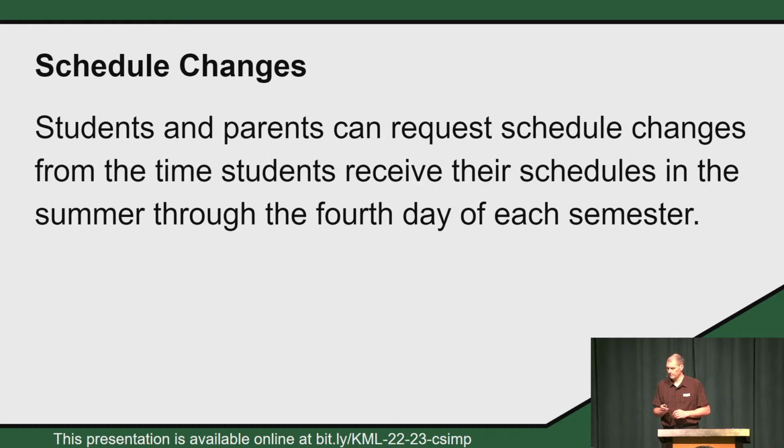Schedule changes, so once the schedule is actually set, you'll get the schedule from me in June or July via email. Once that happens, you can still make changes to the schedule. So if you signed up for something, you decide, I don't want to take that anymore, you just call up and let me know, or email me and let me know. Students may make changes all the way through the 4th day of a semester. So even right now, we have students who are emailing me saying, hey, I'd like to change something in my 2nd semester schedule. That's not a problem. They can do that all the way up through the 4th day of the 2nd semester.